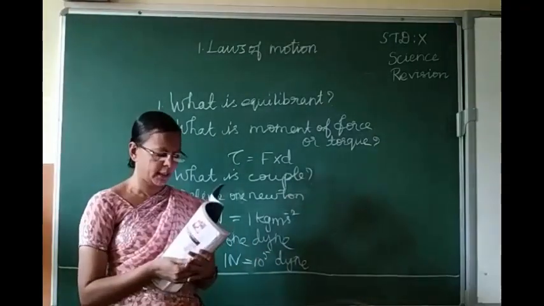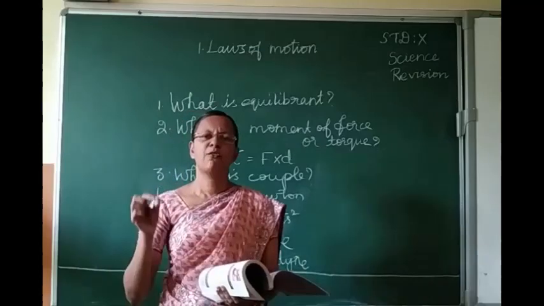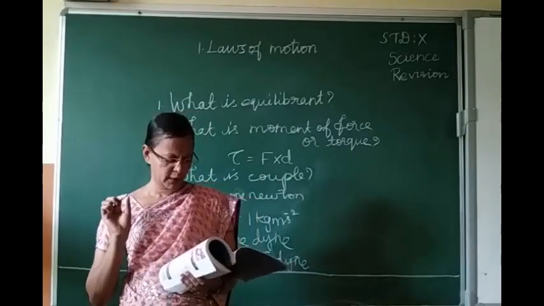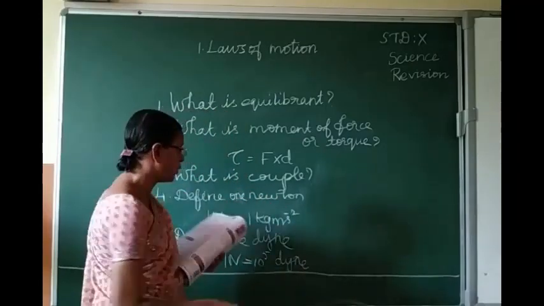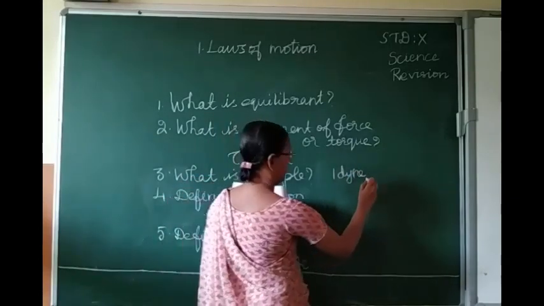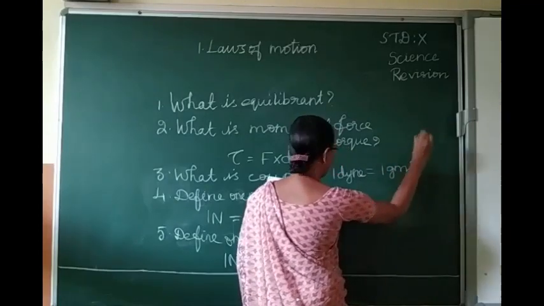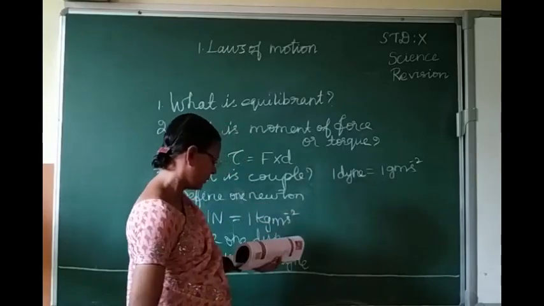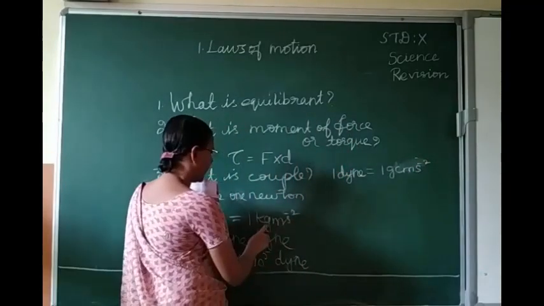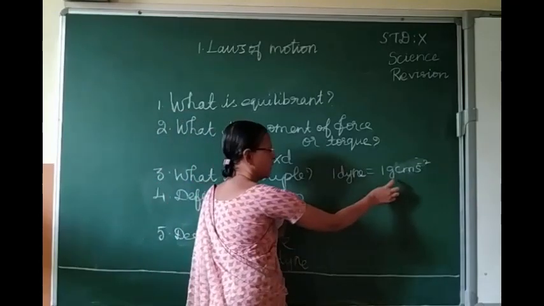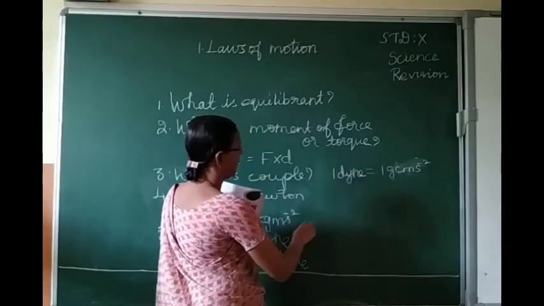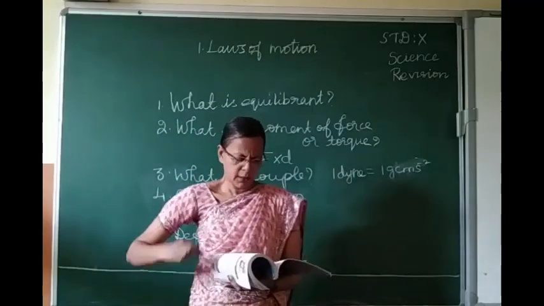So define 1 dyne. The amount of force required for a body of mass 1 gram to produce an acceleration of 1 cm s^-2. 1 Newton is equal to 10^5 dyne. So 1 dyne is equal to 1 gram cm s^-2. So kilogram in the SI unit changes into gram in the CGS unit, and meter changes into centimeter, second stays the same.